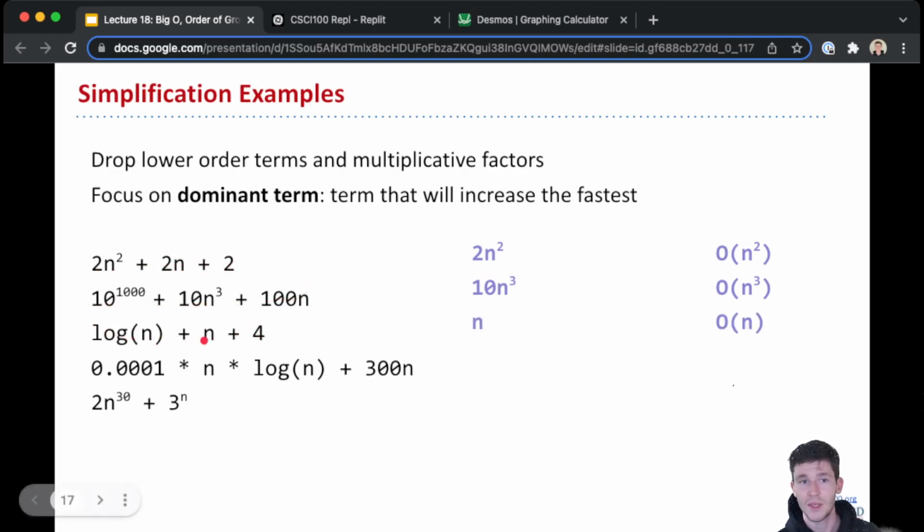Then for this next one, we have the same thing. So n is a higher order term than a constant or log n. And so just n, and we get big O of n as our runtime complexity.